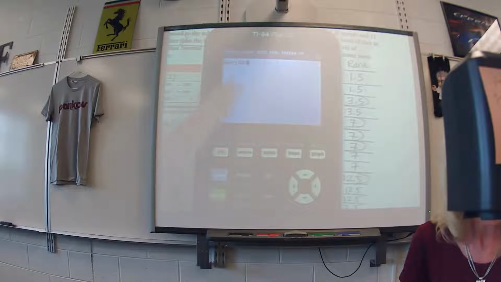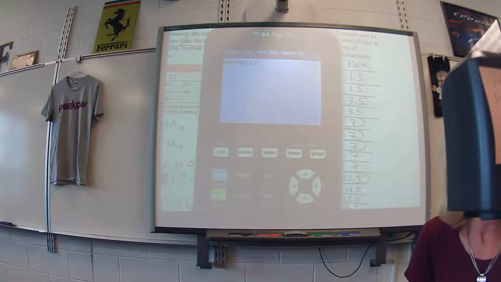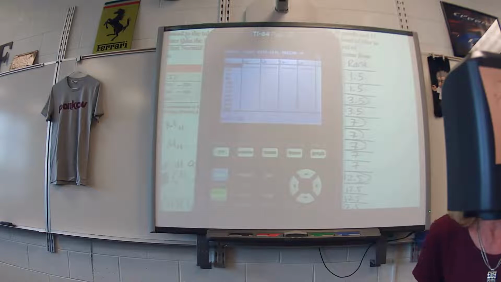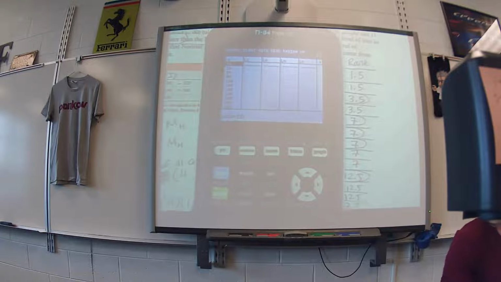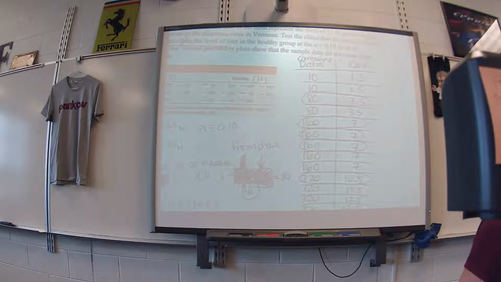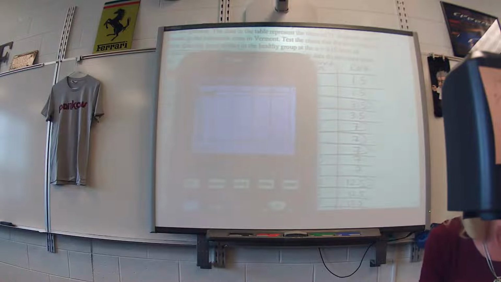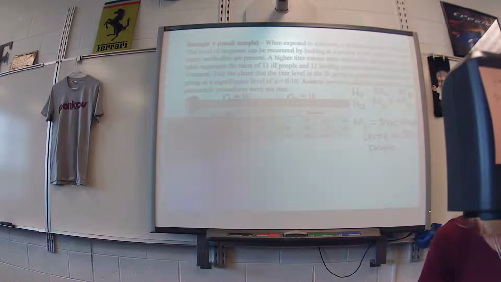I'm going to sort by ascending, and I want to sort L1. And Inspire, you have a sort option also, and it says done. And now when I go back in and look at my data, it put it all in order for me. And sometimes I still copy it down on my paper so I have it. But this allows me to have it in order, and then I can rank it more easily. So I'm going to copy these down.